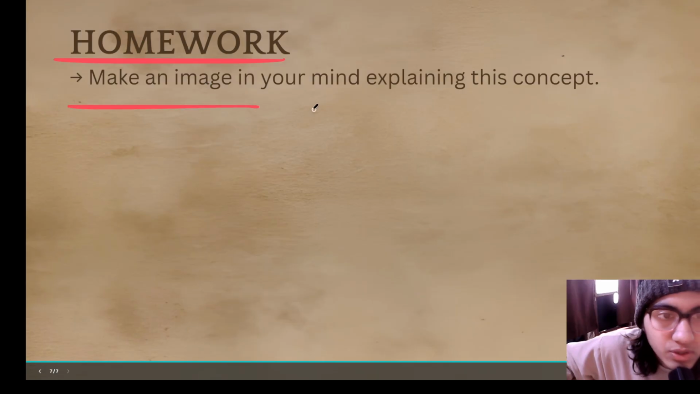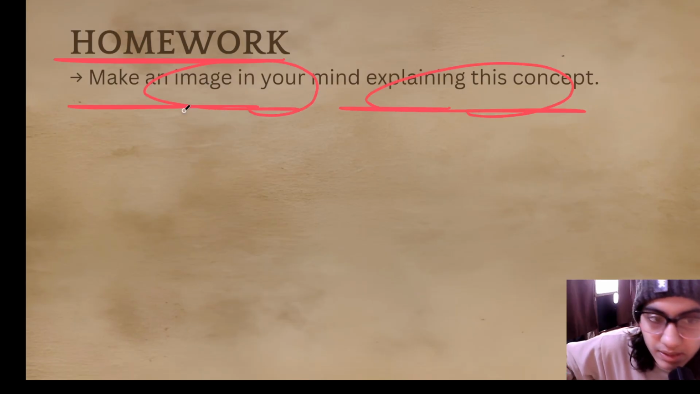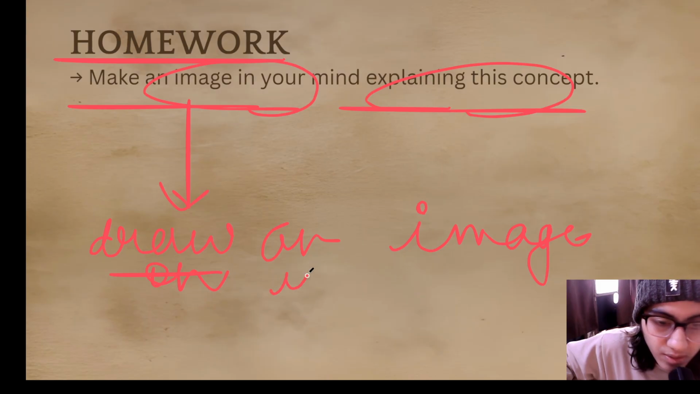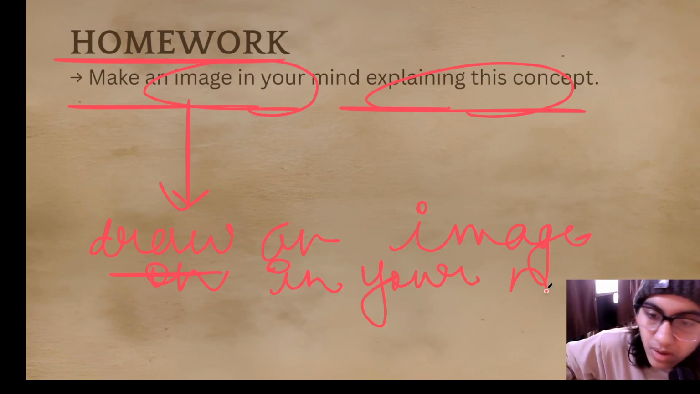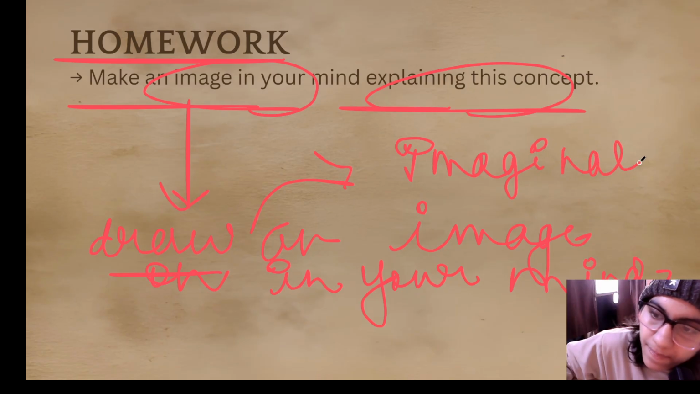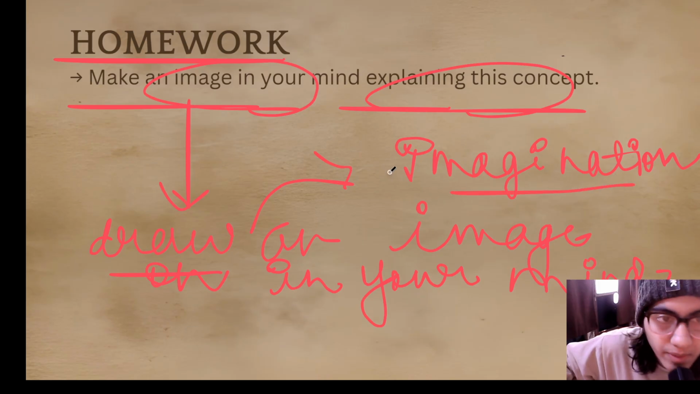Today's homework is to make an image in your mind explaining this concept. Just draw an image in your mind, not on paper but in your mind. I just wanted to improve your imagination.